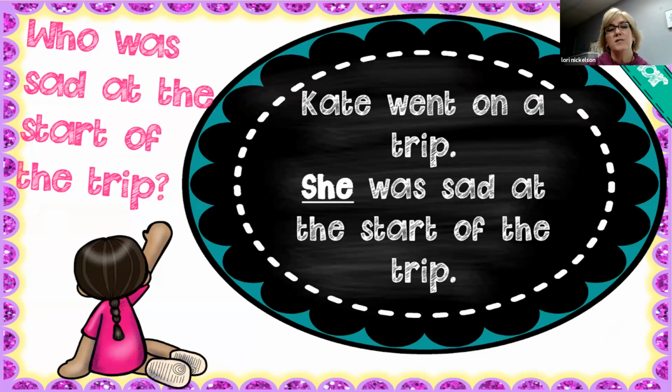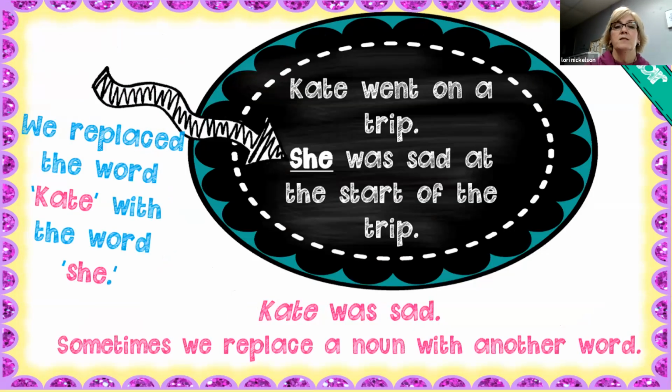Now, who was sad at the start of the trip? Kate, right? So let's go back and look. Kate went on a trip. She was sad at the start of the trip. Now notice they've got she underlined there. Who is that she? It's Kate. So they replaced Kate's name with the pronoun she, so that way they didn't have to keep writing Kate, Kate, Kate. Okay, so we replaced the word Kate with the word she. Kate was the one that was sad.